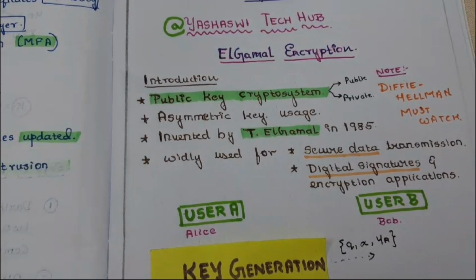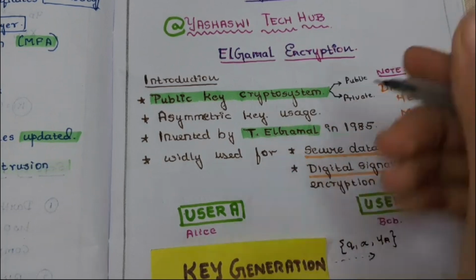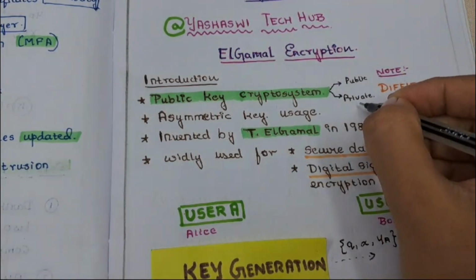So we are going to cover everything which is related to the ElGamal encryption algorithm. Let us begin with the introduction. The prerequisite will be the Diffie-Hellman algorithm. This is a type of public key crypto system. That means it is going to use asymmetric keys. So we know that there are two types of keys, the public key and the private key.